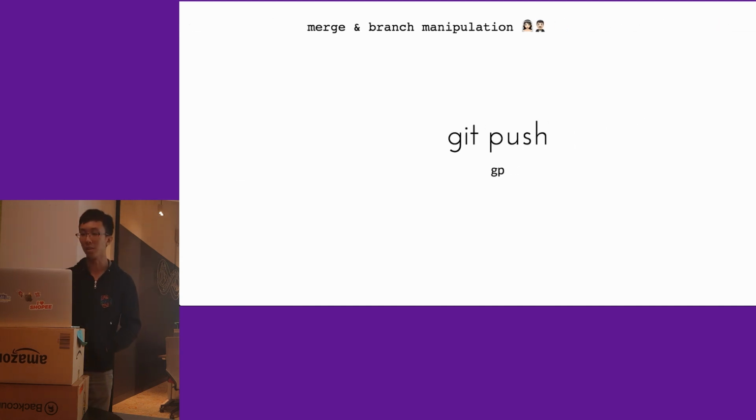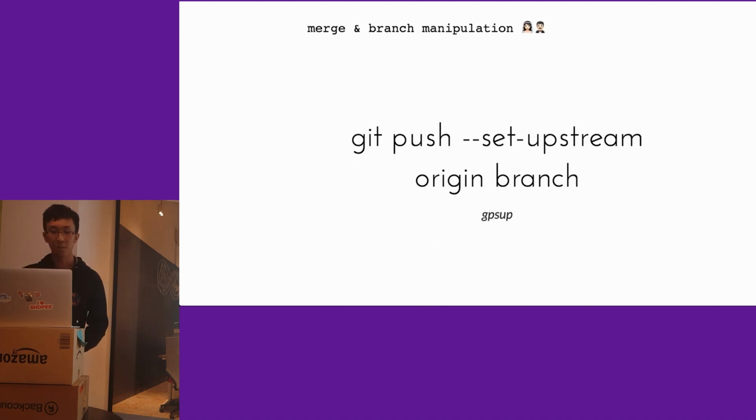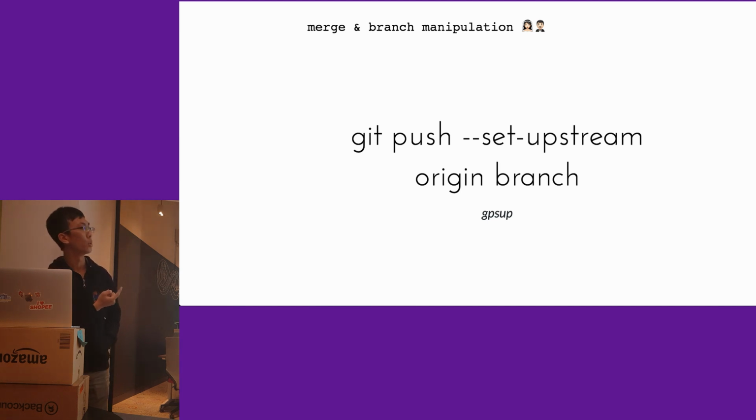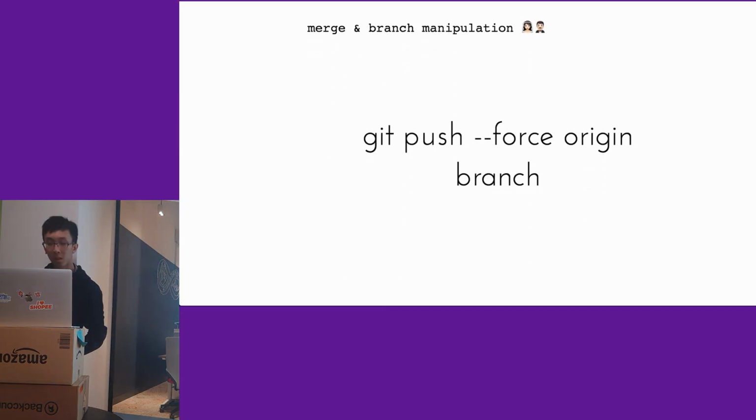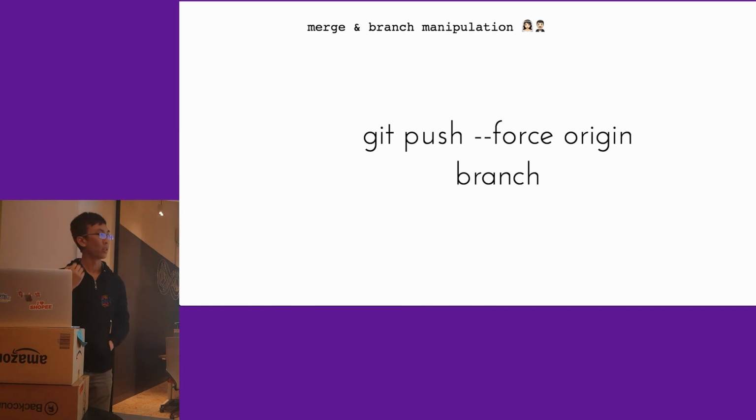After you have all this and you want to push your code and share it with your colleagues, git push. But if you're pushing for the first time, I suggest using git push --set-upstream origin and branch, which is shortened to gpsup. This will track your branch to the remote branch, and because of my terminal setting, I can see a small triangle up or down depending on whether my local branch is ahead or behind the remote branch that I'm tracking. Then if you are confident enough that what you have locally is the ultimate version, you can do git push --force.